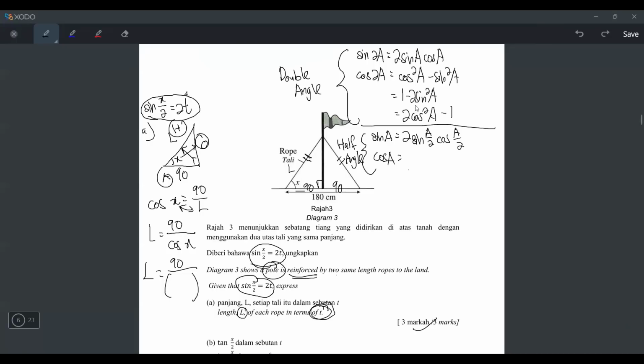What do you think will happen here? It will be cos square. Since this is 2A, 2A become 1A. So the A here will become half A, and then the A here will also become half A. That's all. Let's go to the next one.